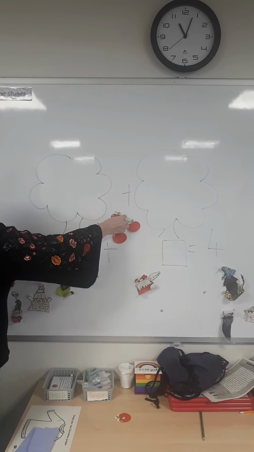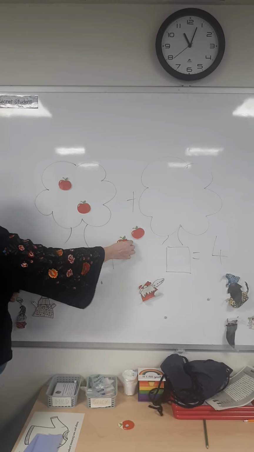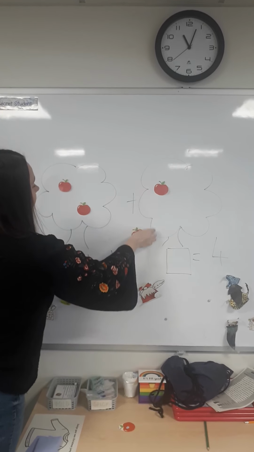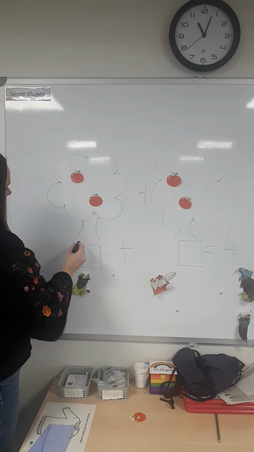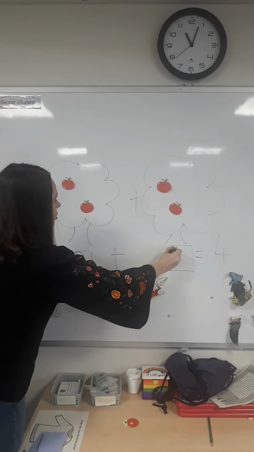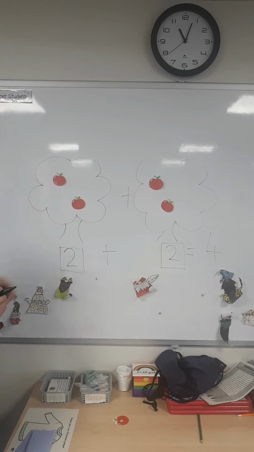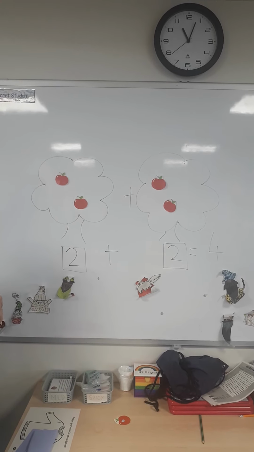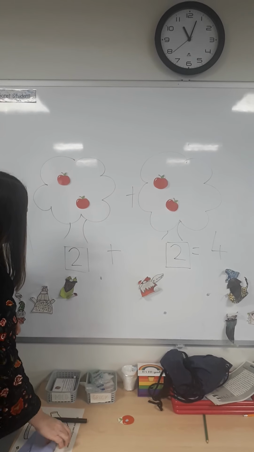So in my tree I might put 2 apples, and in this tree I might put another 2 apples, so I can write down my sum, 2, and the adding sign, add 2, equals 4. Now remember, this is a double where both numbers are the same. So if I turn it round, I will get the same answer. So I don't need to change that one.